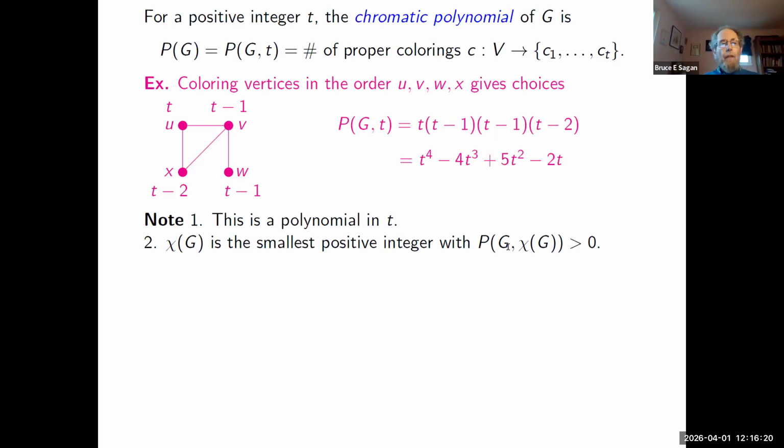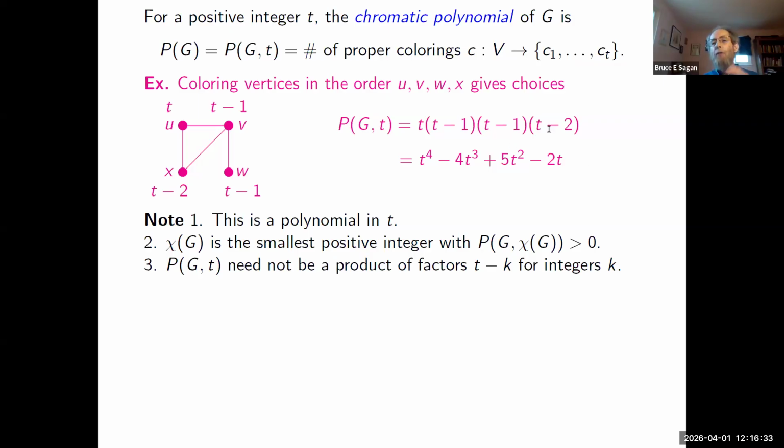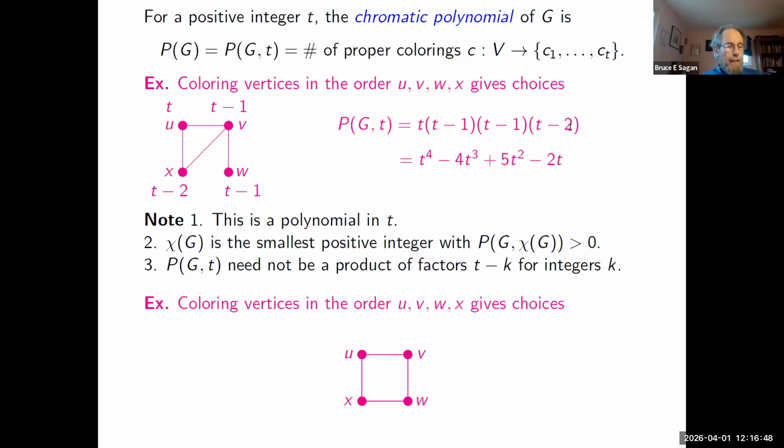Okay. Well, one thing that's kind of misleading about this example is that P of G doesn't need to be a product of factors of the form T minus K, where the roots don't need to all be integral. And I just said this, and we'll show you, in fact, an example where you've got complex roots in a bit. Okay? And in fact, here is the example.